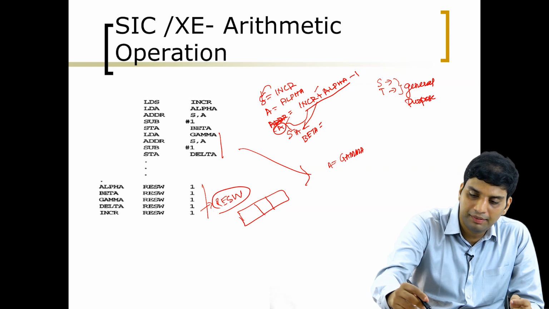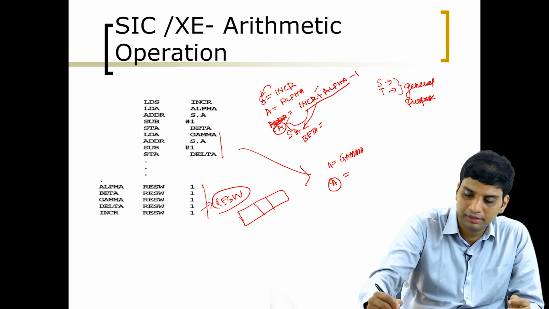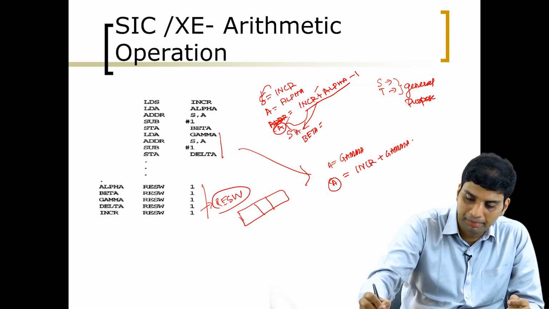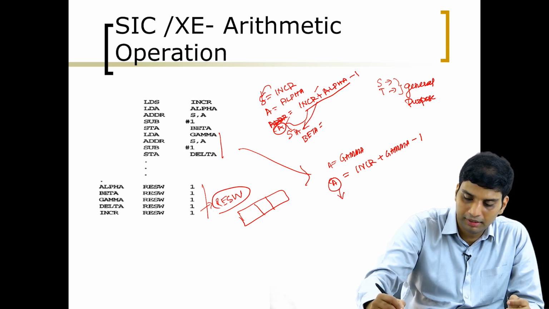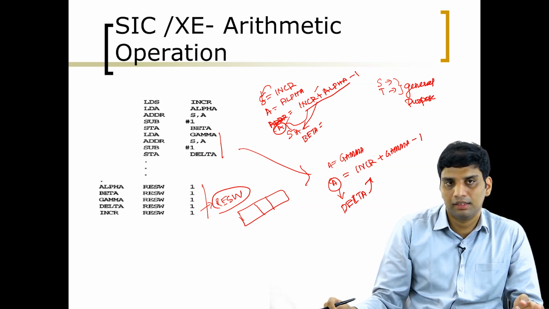And initially we had INCR in S. Now add. So when you are performing add, accumulator will come into picture. S comma A, S is INCR and A is nothing but gamma now. Next, subtract minus 1, subtract directly the value is given 1 and this content is stored into delta, that is accumulator content is stored into delta. Now, delta is equal to INCR plus gamma minus 1. This is how an arithmetic operation takes place.